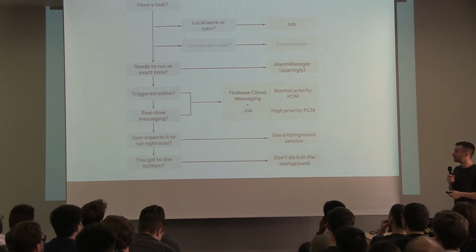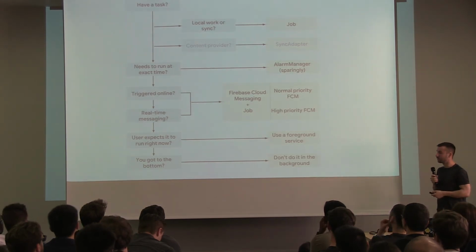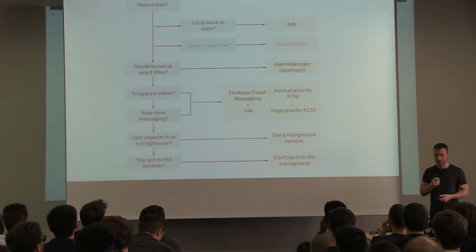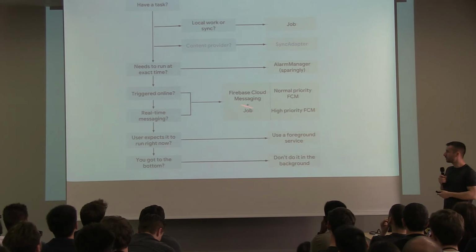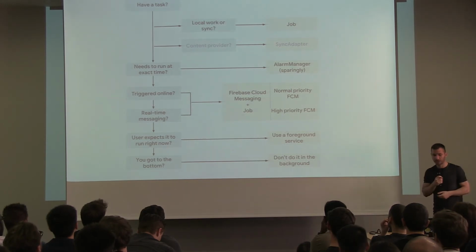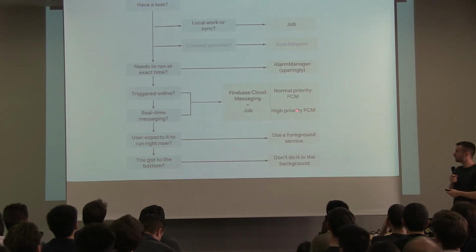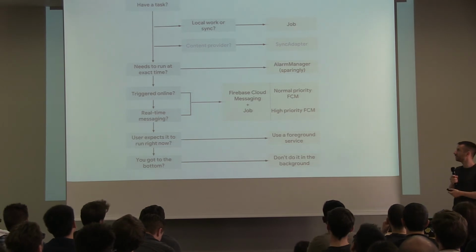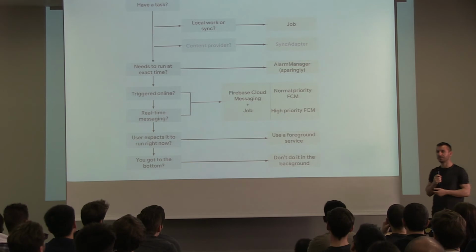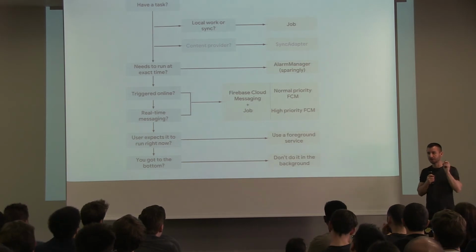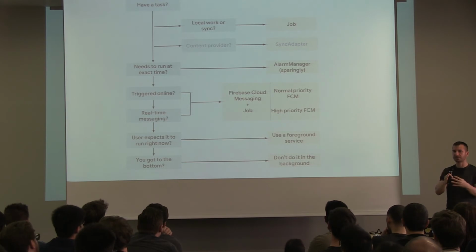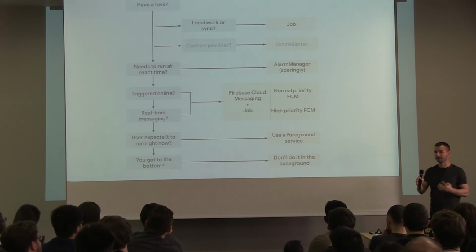The better idea is if it's something triggered online, like a real-time message coming into your device because I sent you a text message or something, then you can use Firebase Cloud Messaging, and high-priority FCMs will wake up the device and deliver that message. But again, if you can, just stick to normal priority. If it's not something that has to arrive at a specific time, the system will intelligently batch the messages and only wake up the device once in a while.